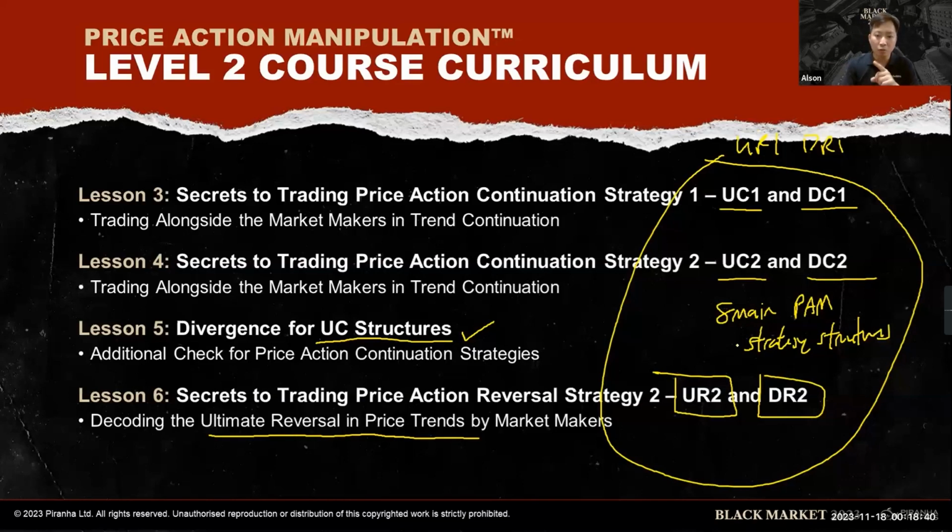In fact, UR2 is why Adobe crashed. Right, UR2 is the reason why Bitcoin crashed in the last cycle. DR2 is the reason why crypto bottomed out, the Chinese market bottomed out in October, the US market bottomed out in October last year. Right, it is very, very powerful. When you know this, right, this gives you confidence. When it occurs, you will know what to do.